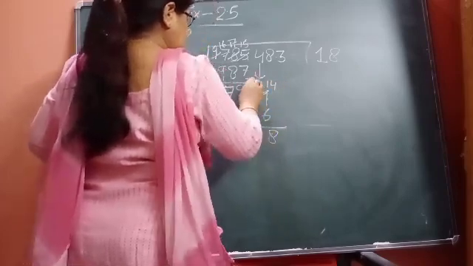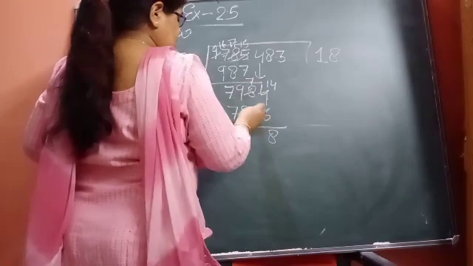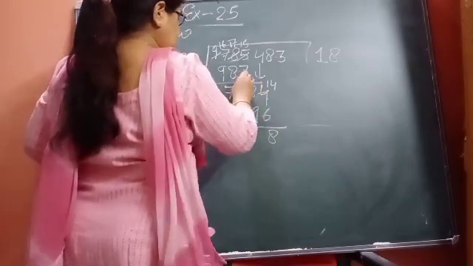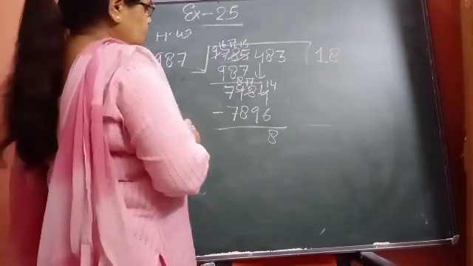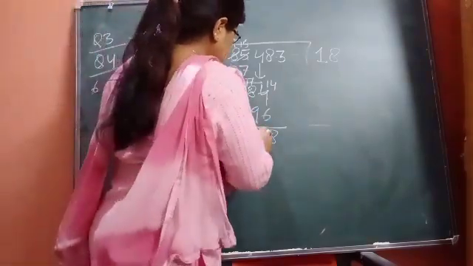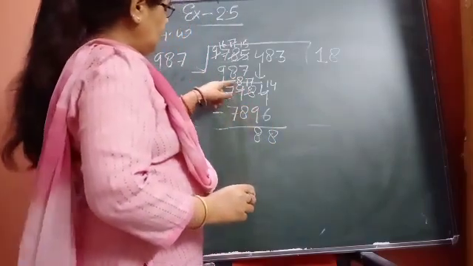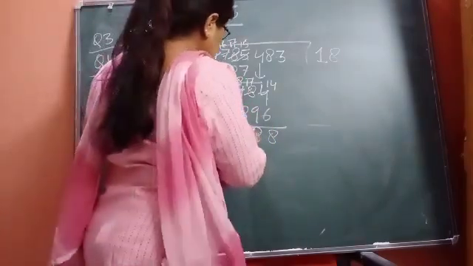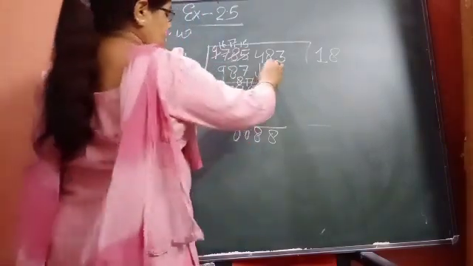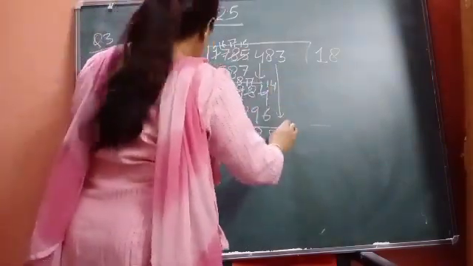Here it will become 7. So subtraction is not possible. Take carry. 17 it will be. Here it will become 8. All the children know the subtraction. 17 minus 9, 8. So 8 minus 8 it will become 0, and 7 minus 7 also 0. Okay. Now bring down the next number, that is 8.